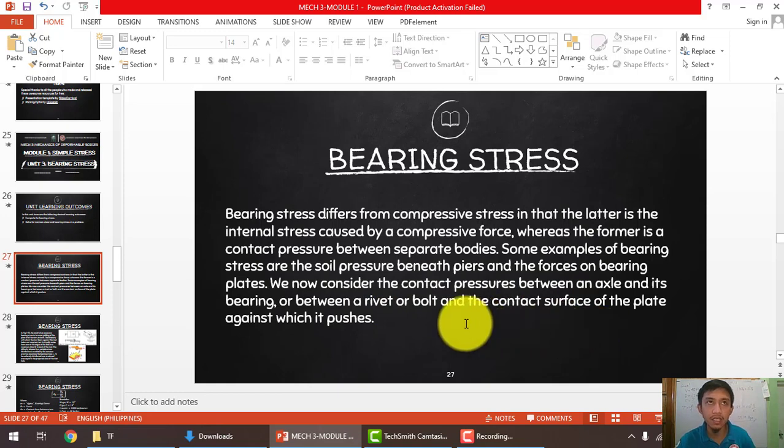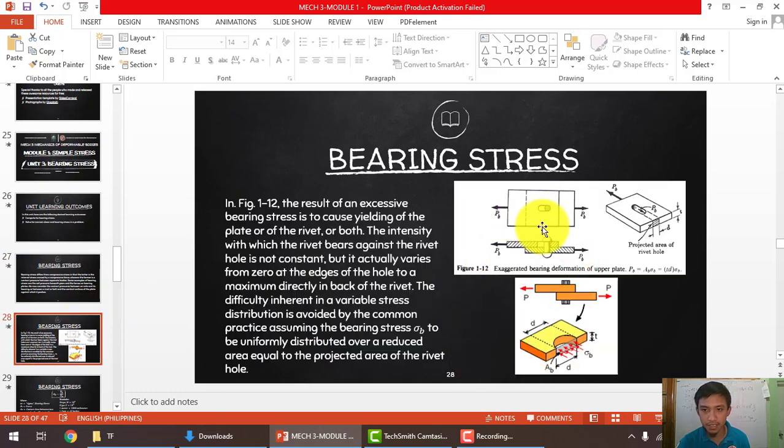If you are connecting members using bolts, then you can have what we call bearing stress. In the next slide, as you can see, this is an example of bearing stress on bolts or rivets in a connection. You can read about this. Bearing stress here refers to a compressive stress, but to differentiate it from normal stress, let's use a subscript B. So our bearing stress is denoted by sigma sub B. For example, look at this connection.